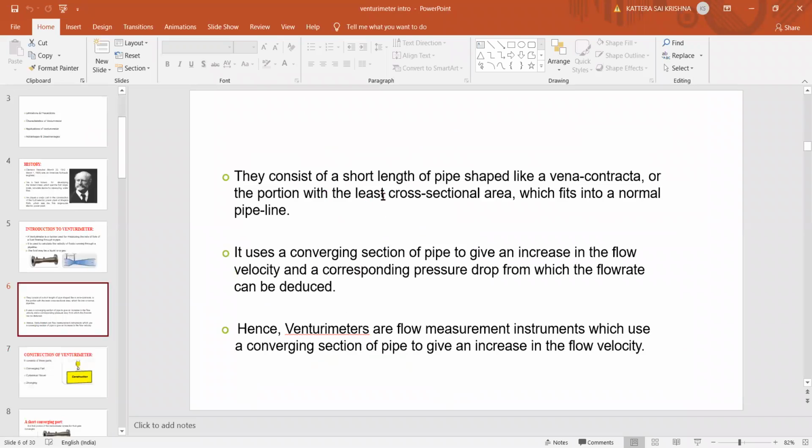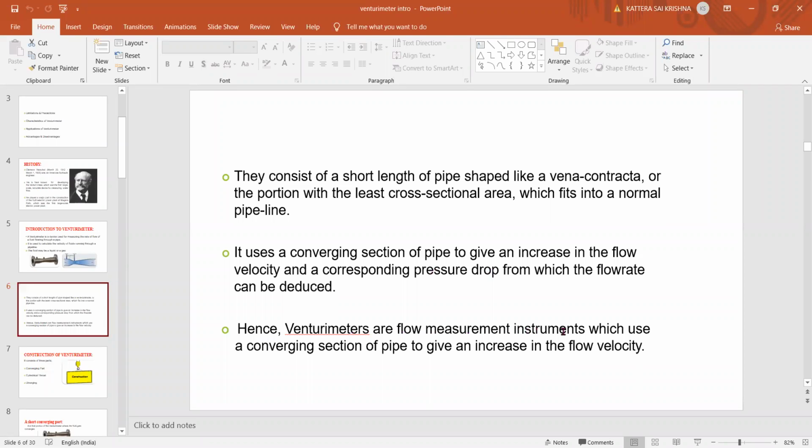So next, these are the things which I said already, where the cross-sectional areas will be varying for the three different parts of your venturi, right? It uses a converging section of pipe to give an increase in the flow velocity. So first, converging section, what happens? Velocity will be increased and correspondingly pressure drop will be there in that.